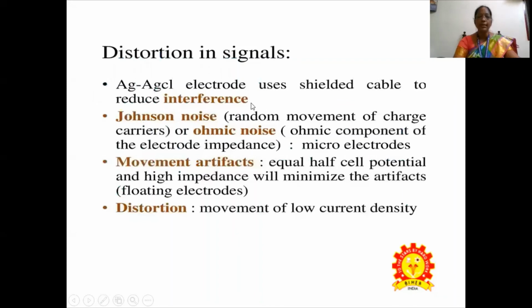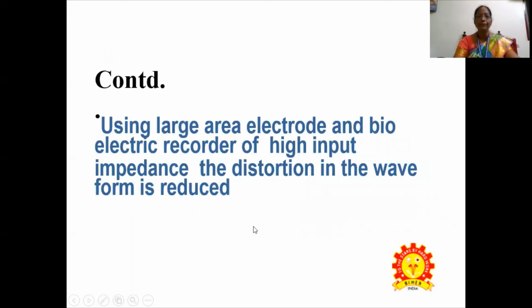Distortion in signals with the silver chloride electrode is reduced by a shielded cable to reduce interferences. There is Johnson noise, or the random movement of charge carriers, or ohmic noise, the ohmic component due to the electrode impedances, and movement artifacts, which relate to half cell potentials, and high impedance will minimize the artifacts. Distortion is the movement of low current density. So by using large electrodes and bioelectric recorders of high input impedance, the distortion in the waveform is reduced.